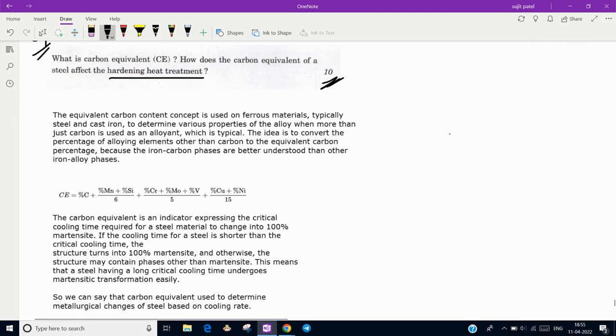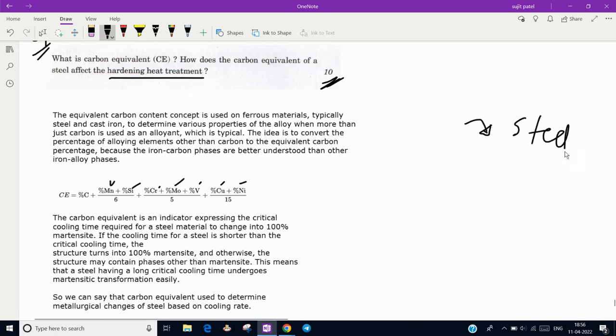Suppose you have an alloy steel. In alloy steel, we have various alloying elements to increase the strength of the steel, that is manganese, silicon, chromium, molybdenum, vanadium, copper, nickel. All these are alloying elements added into the steel which increase the strength of the steel.